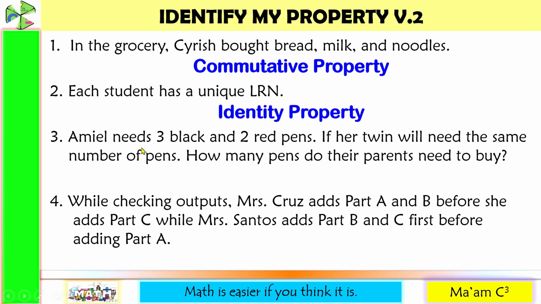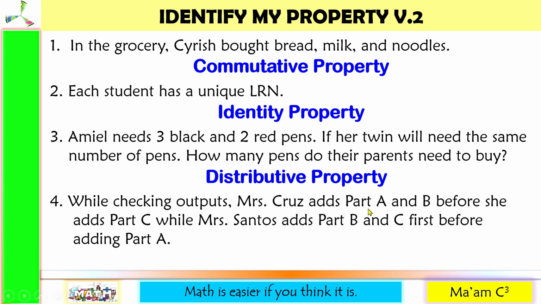Number 3, Emil needs 3 black and 2 red pens. If her twin will need the same number of pens, how many pens do their parents need to buy? She has a twin, so we're going to multiply it by 2. So you can add this 2 first, then multiply by 2, or you can multiply this by 2, and multiply this also by 2 and then add the product. So what property was illustrated? It is distributive property.